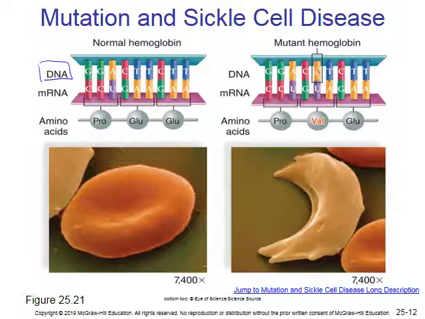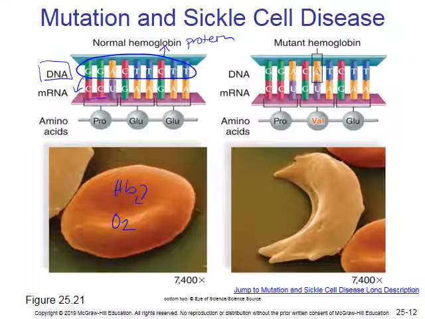Here's the gene in the DNA that codes for the protein hemoglobin. Hemoglobin is in your red blood cells and it allows you to carry oxygen. So during transcription, we produce our messenger RNA sequence. The codons are read by the transfer RNA and we build our amino acid sequence or our polypeptide.